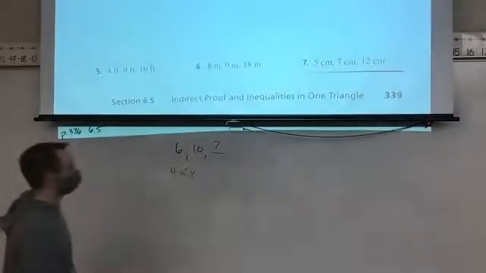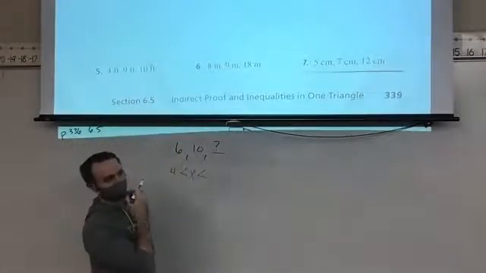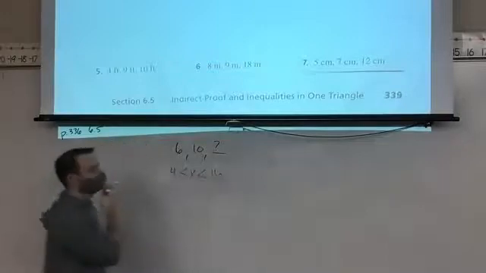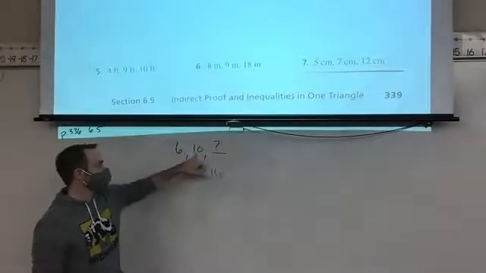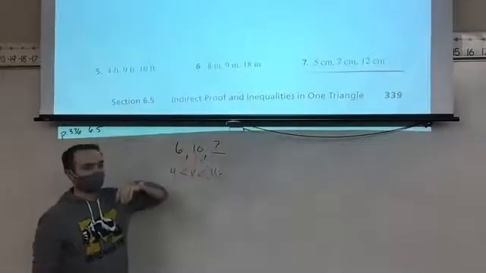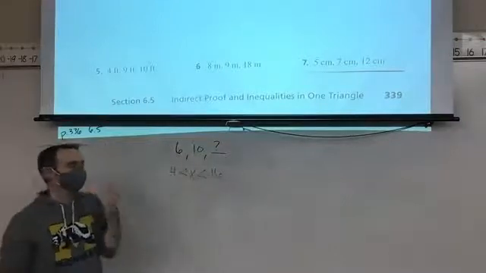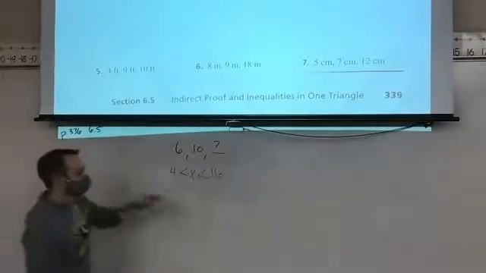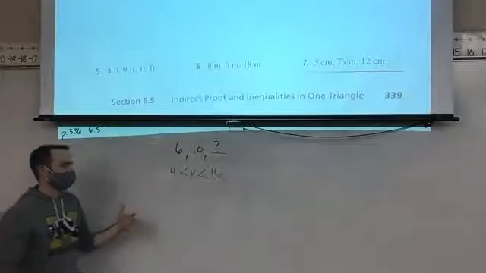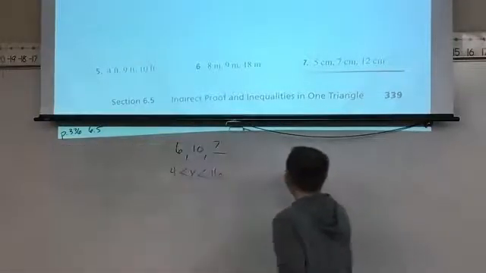X is greater than 4 but less than 16. It's got to be less than 16, not 15. It could be 15, because 6 plus 10 is 16, that's bigger than 15. It cannot be 16, because then they're equal. It could be 15.9, that would work, right? So that's why we have to put it all the way up to 16 and not 15. Okay? So there's our answer for that.